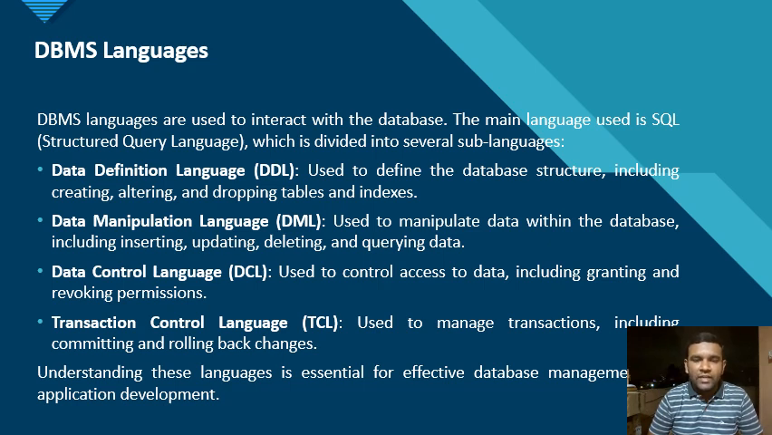Data manipulation language (DML) is used to manipulate data within the database, including inserting, updating, deleting, and querying data. Data control language (DCL) is used to control access to data, including granting and revoking permissions. Transaction control language (TCL) is used to manage transactions, including committing and rolling back changes. Understanding these languages is essential for effective database management and application development.